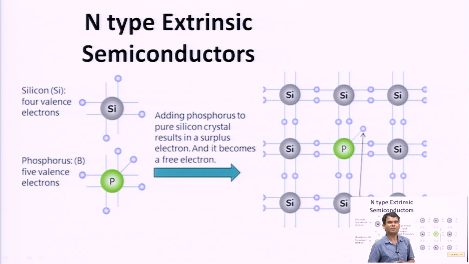Okay guys, why are electrons the majority carriers? Suppose we have doped 10,000 phosphorus atoms. This means there are 10,000 free electrons, and at the same time there are 100 electron-hole pairs which are thermally generated. This means total electrons equal 10,000 plus 100. This means 10,100 are electrons and 100 are holes. This means electrons are majority carriers and holes are minority carriers.